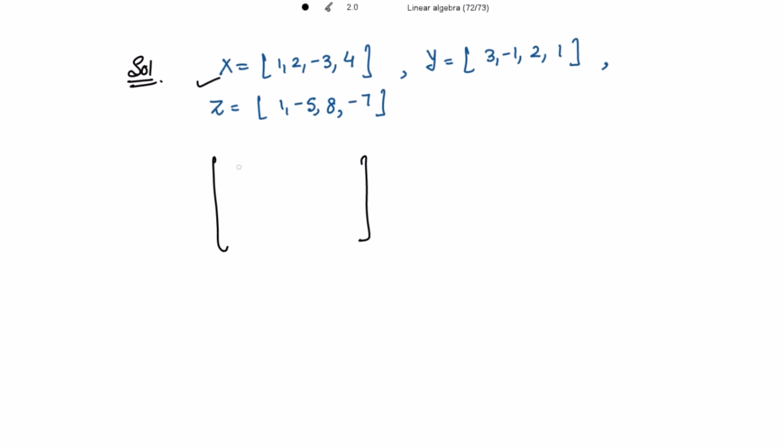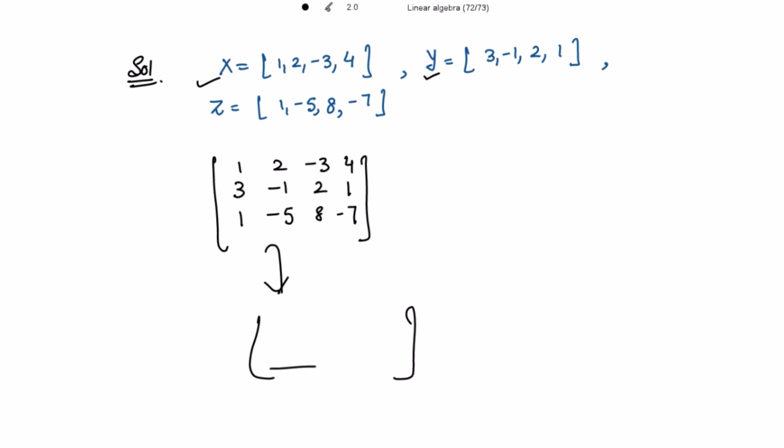Writing the elements of the vector x, this is 1, 2, minus 3 and 4. Then the elements of y, 3, minus 1, 2, 1. And then z, that is 1, minus 5, 8, minus 7. Let's reduce this matrix to a simpler format so that I can get the 0 row at last. A 0 row means all the elements are 0, so that the number of non-zero rows gives the rank of the matrix.